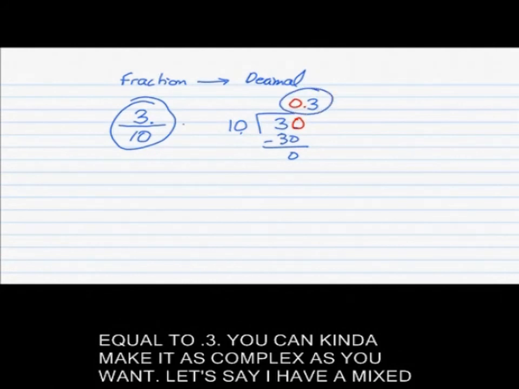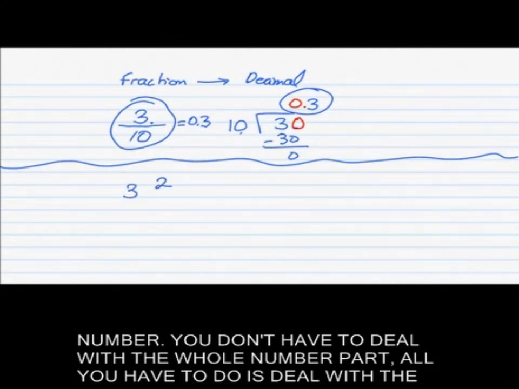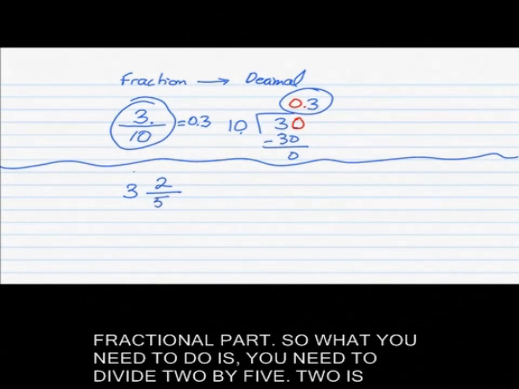You can make it as complex as you want. Let's say I have a mixed number. You don't have to deal with the whole number part. All you have to do is deal with the fractional part. So what you need to do is divide 2 by 5.